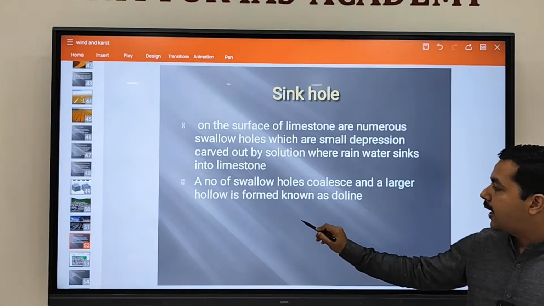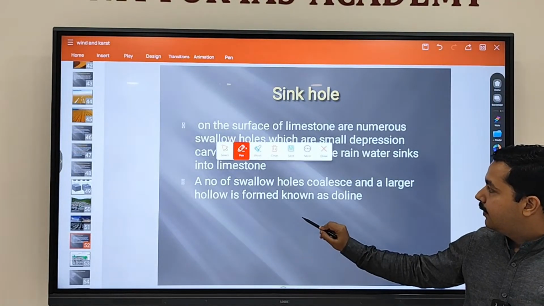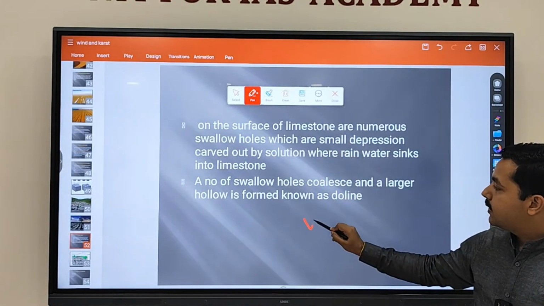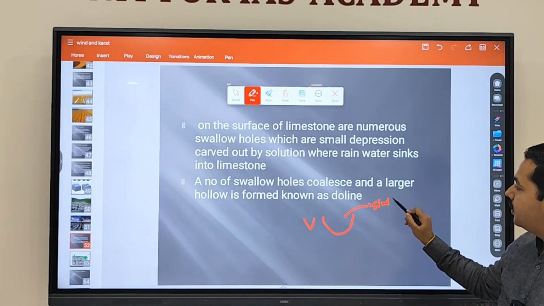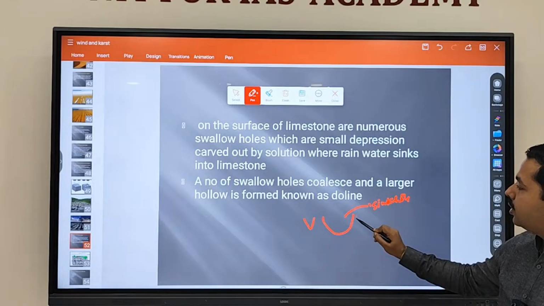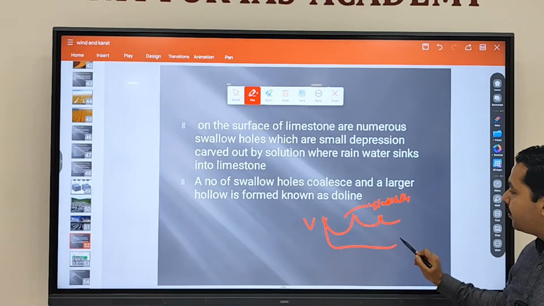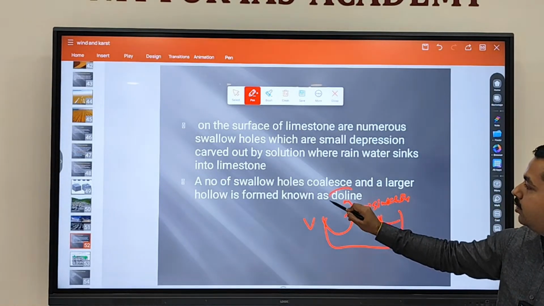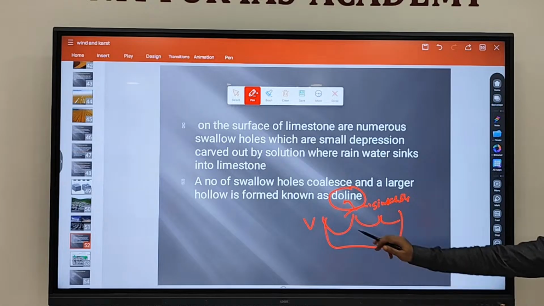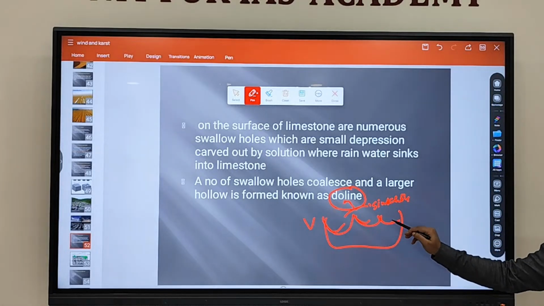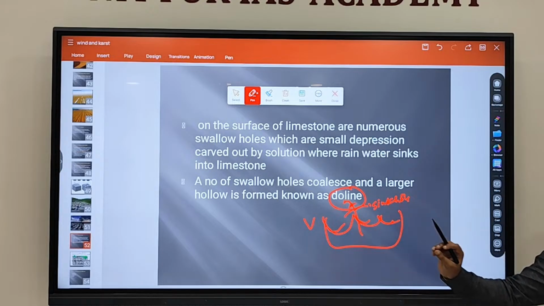So as we discussed, you find grikes. Grikes get enlarged. It becomes a sinkhole. When a number of sinkholes like this combine to form a bigger sinkhole, it is called what? A doline.